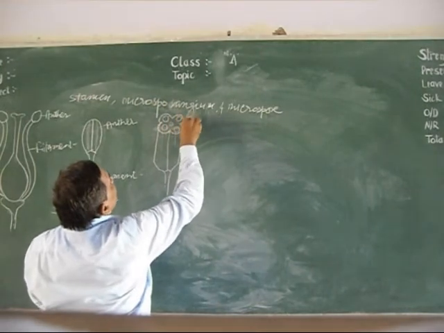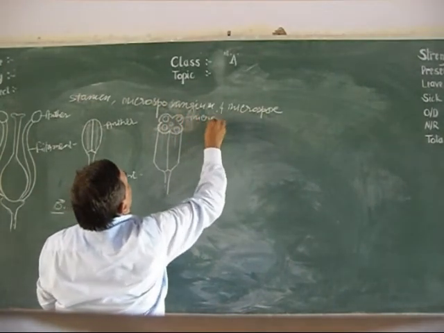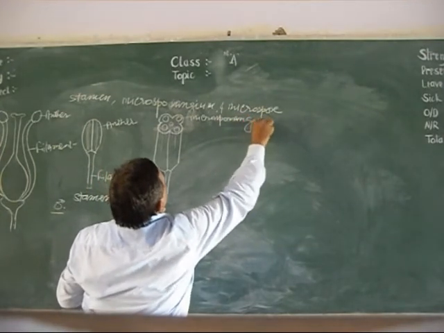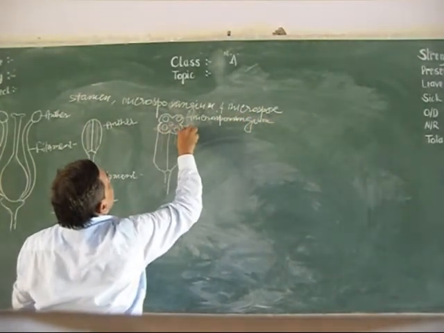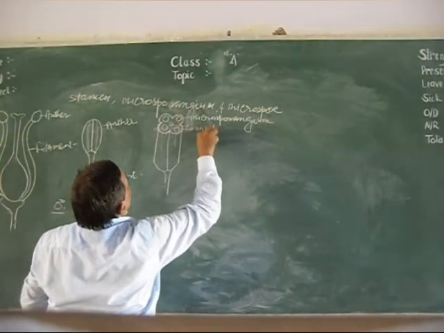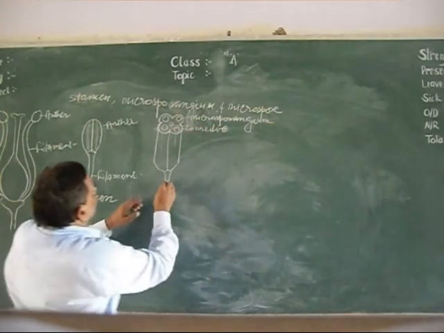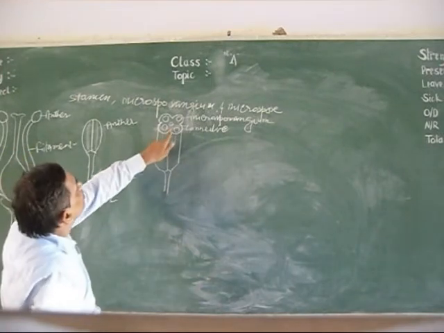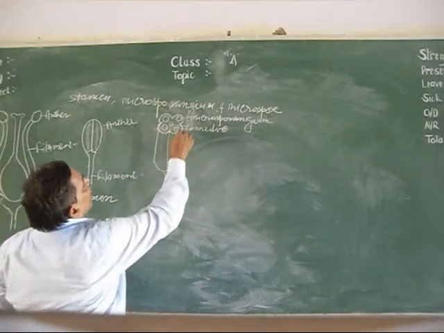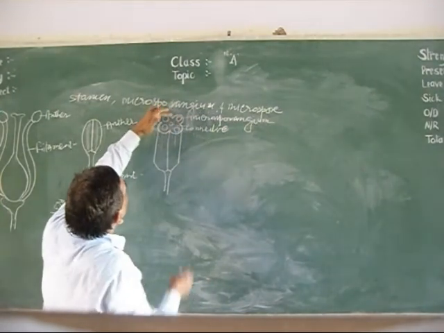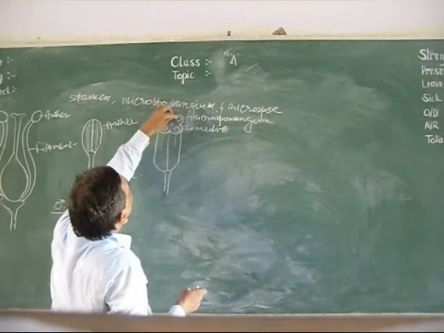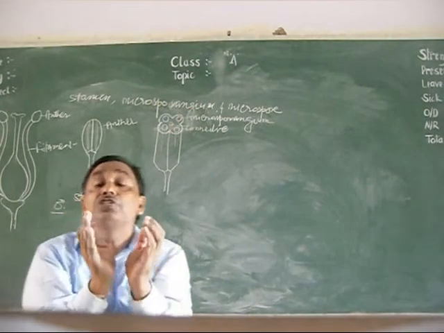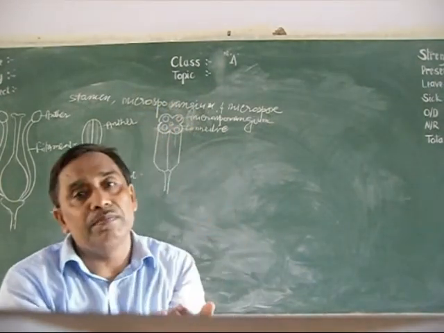This is the microsporangium, and this is the connective. Connective means the tissue from which nutrients are supplied. And this microsporangium contains a group of sporogenous tissue that is diploid.